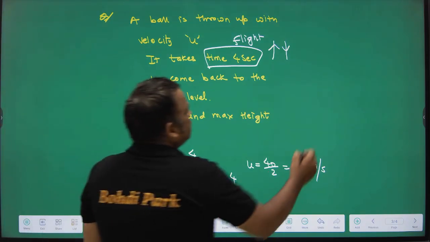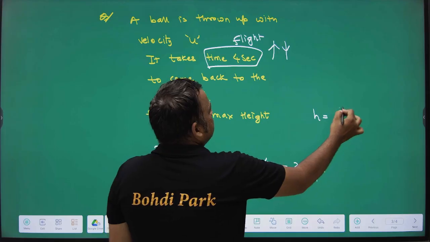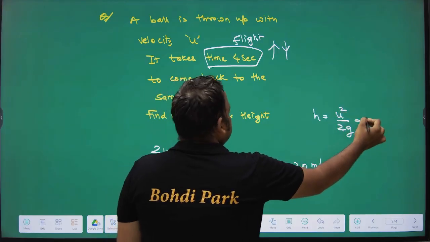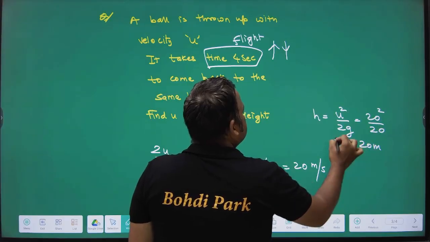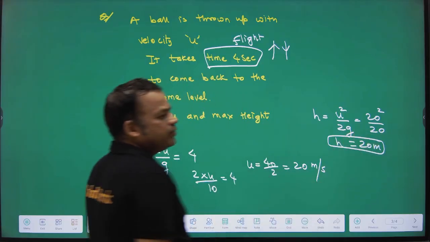And we know that the height formula h is equal to u square by 2g. So that is 20 square by 20. So the maximum height it will attain is 20 meter.